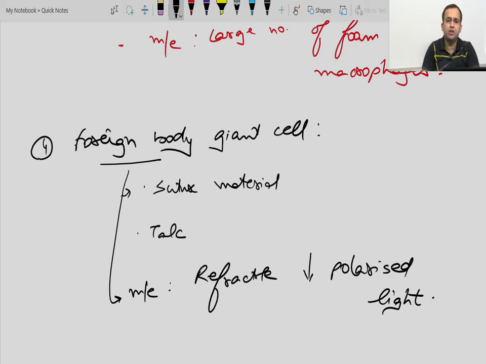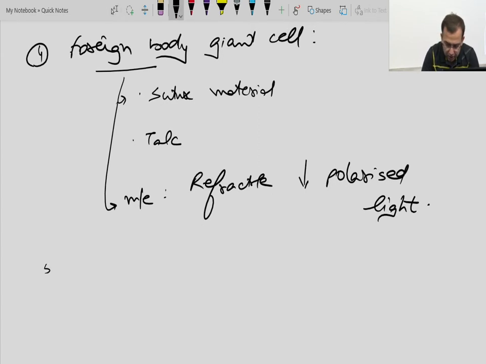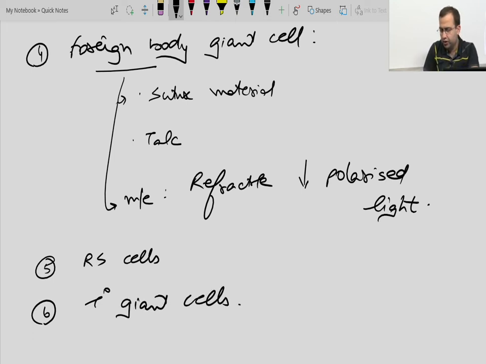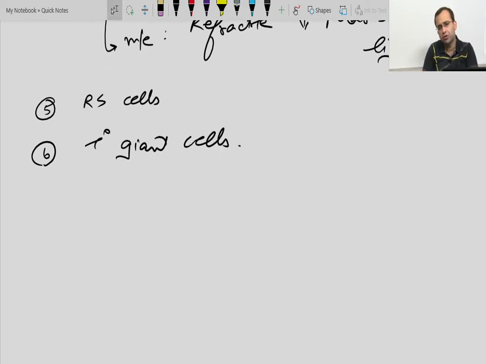Next, the other pathological giant cells are the RS cells, Reed-Sternberg cells, and tumor giant cells. I am not going to go into the details of these. Done.